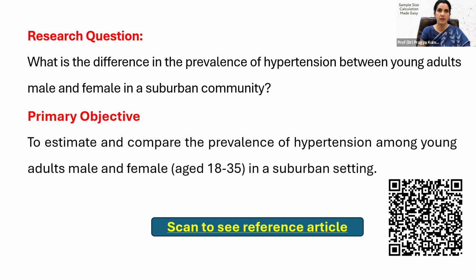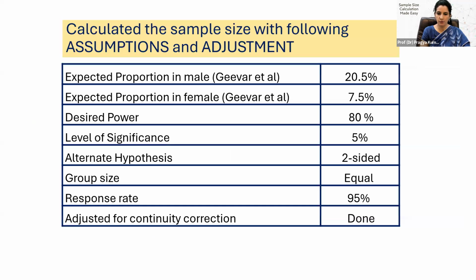So one exercise: the research question is, what is the difference in the prevalence of hypertension between young adults, male and female, in a suburban community? So you have to estimate and compare the prevalence of hypertension in young adult men and women. I'll show the proportion. So it is 20.5% and 7.5%. You can see the article also. So all of you, please do this. Yes, what is the calculated sample size?